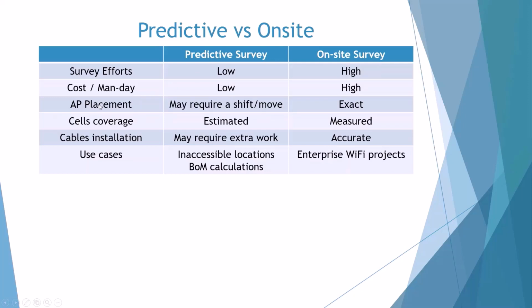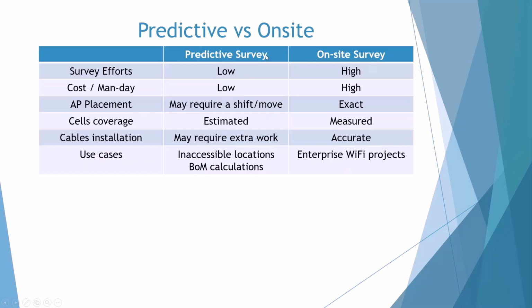Both the access point placement and the cable installation will be accurate and exact for on-site surveys, while these two require some extra work and shift in order to get the job done. The cell coverage in predictive, it's predictive, so we estimate things. But while we are on site, we measure the actual cell coverage. And last but not least, the use cases for the two methods.